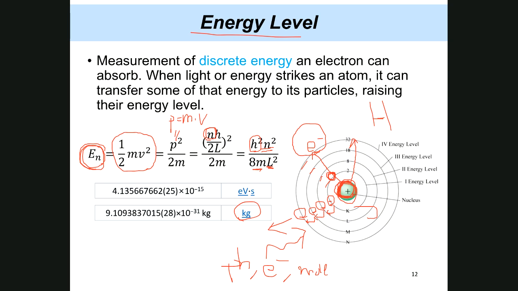Okay, L is the characteristic length. Basically, L is the distance between these energy levels. So L is the distance that an electron has to travel to jump over to the next level.